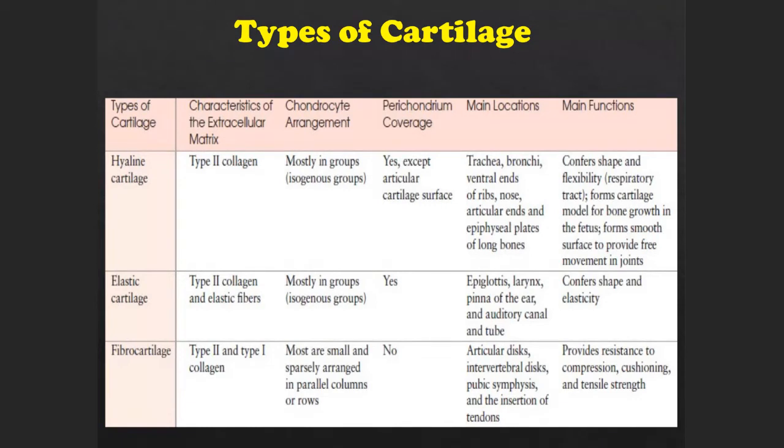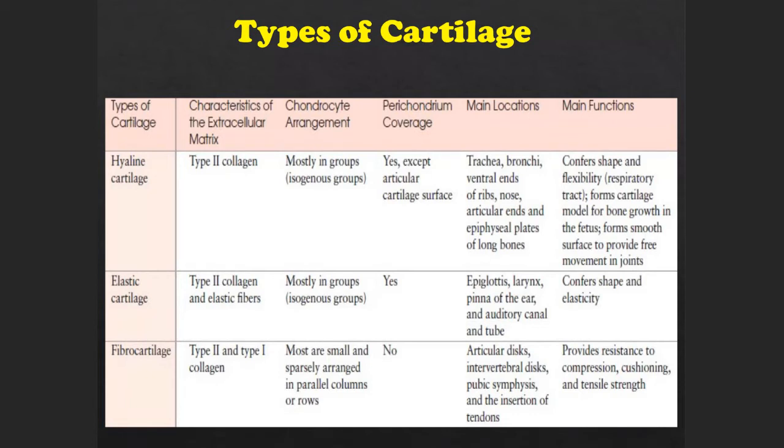Now where do you see elastic cartilage? In your epiglottis, that is again in the neck area. Larynx, that is your voice box, where we speak, where the sound comes from. Pinna of your ear, which is a soft, semi-rigid area in your ear. Then your auditory canal and tube. Auditory canal is basically your eustachian canal. Now fibrocartilage is basically in your articular disc, intervertebral disc, pubic symphysis, and insertion of tendons.